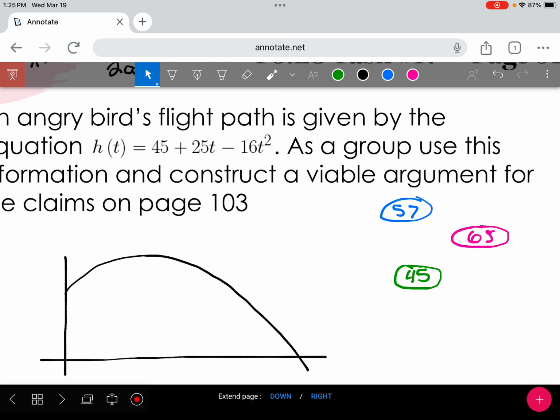So we need to figure out when it's going to be at the height of 45. Where would we put 45 in? So we want to know when that equals 45. See if we can get it equal to 0, because that's the final answer.